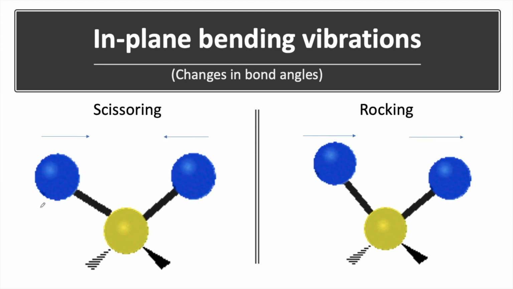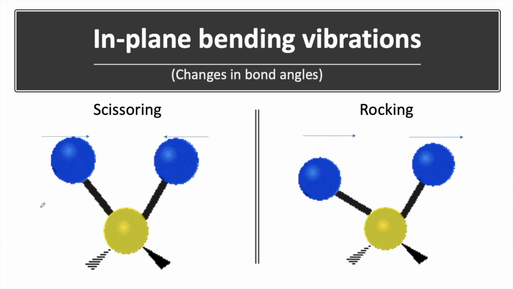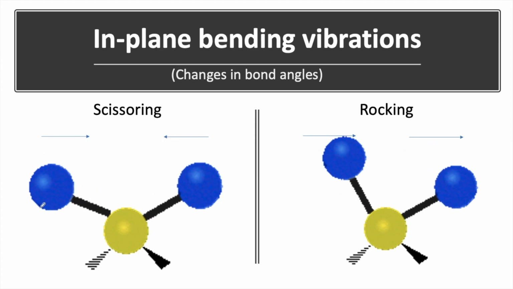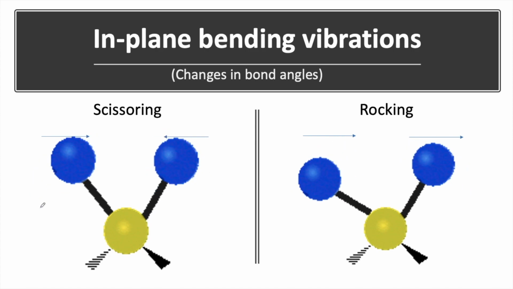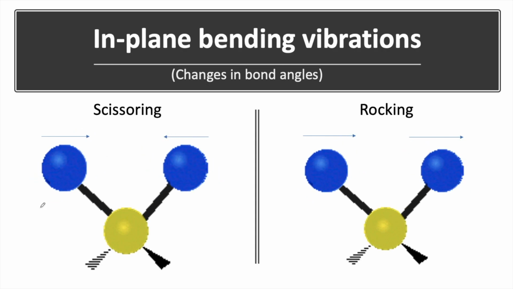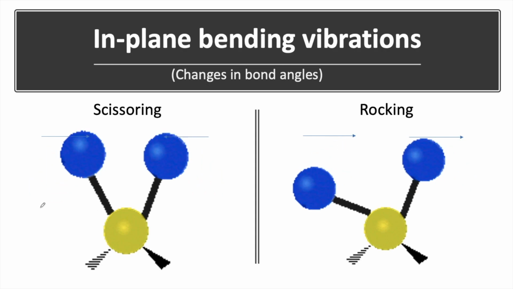In scissoring vibrations, the two atoms shown by the blue balls here can either move towards each other or they can move away from each other. Scissoring vibrations are the same case as when we use scissors to cut paper.